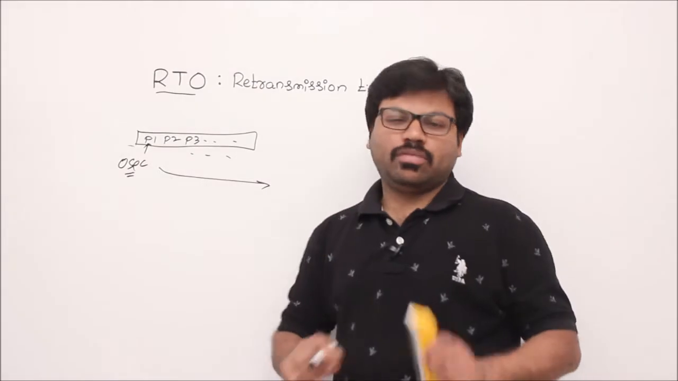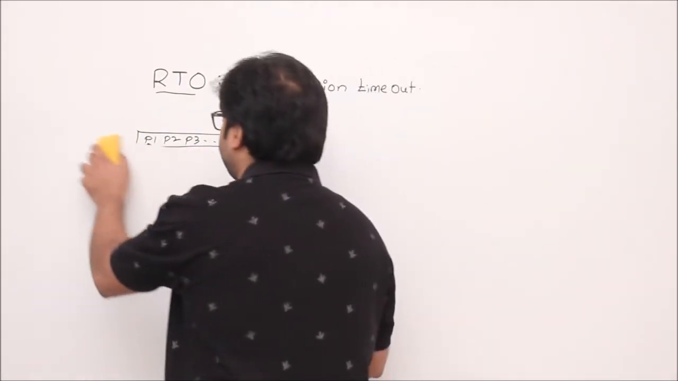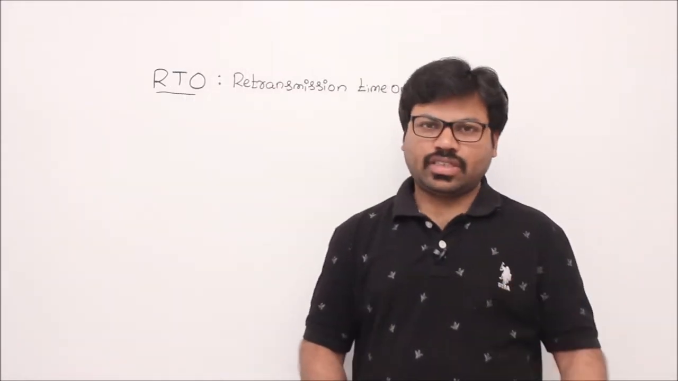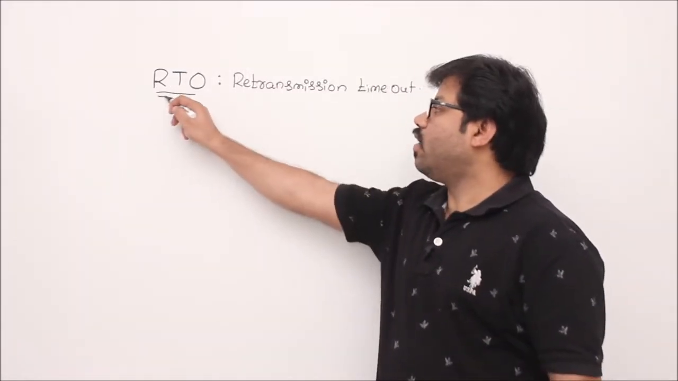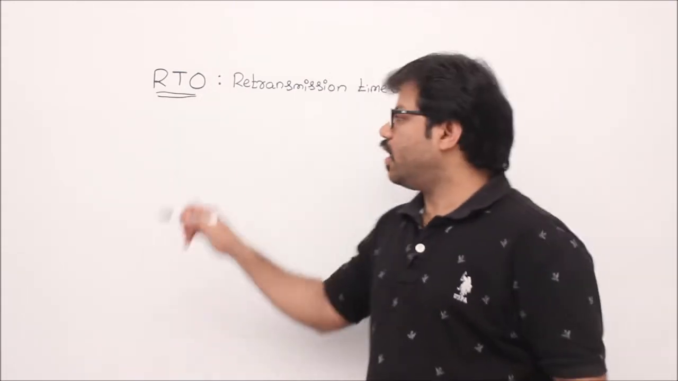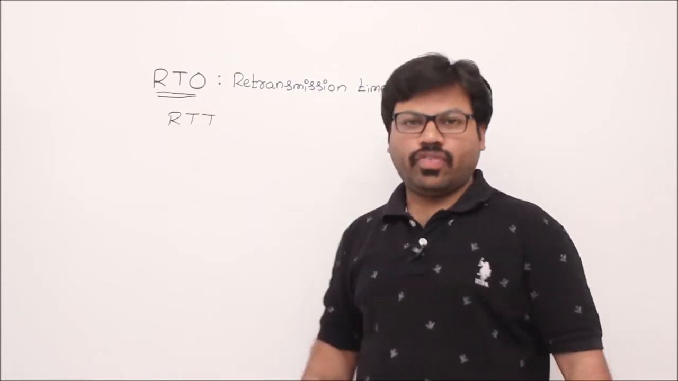So whenever the timer times out, we do the retransmission. That's it, not more than that. This is about the retransmission timer and its uses. Now how to calculate it is important. How to fix it exactly is related to round trip time. Based on the round trip time, we are going to fix this timer.